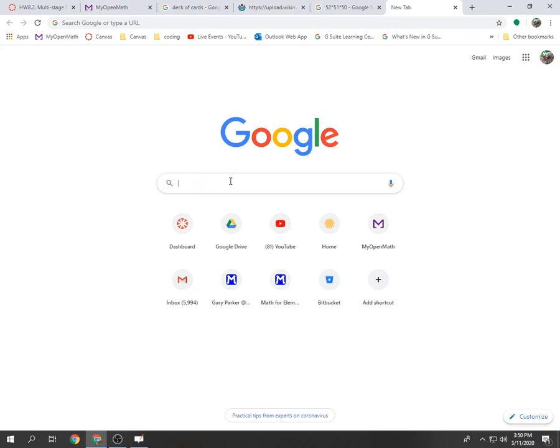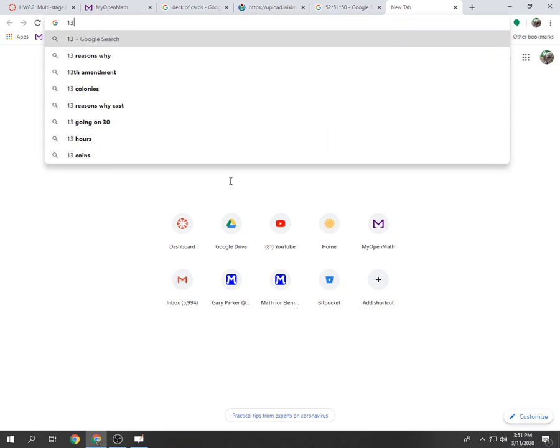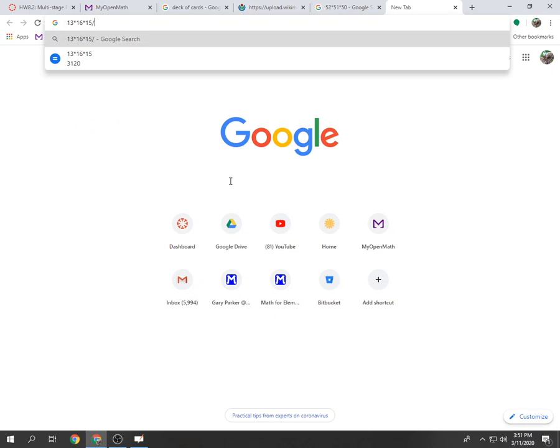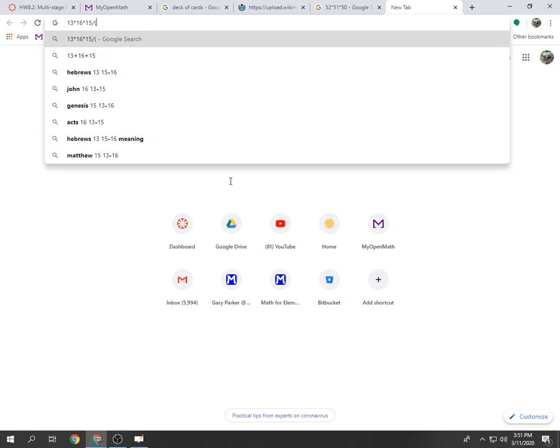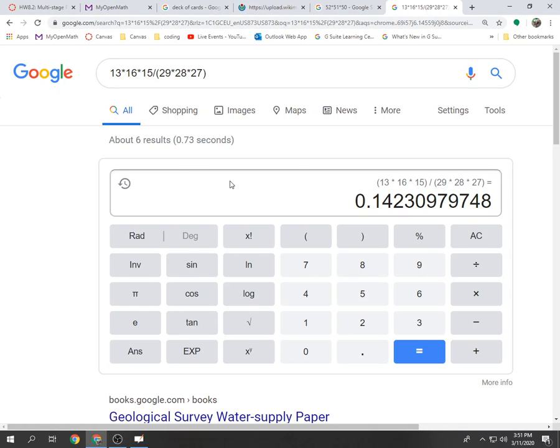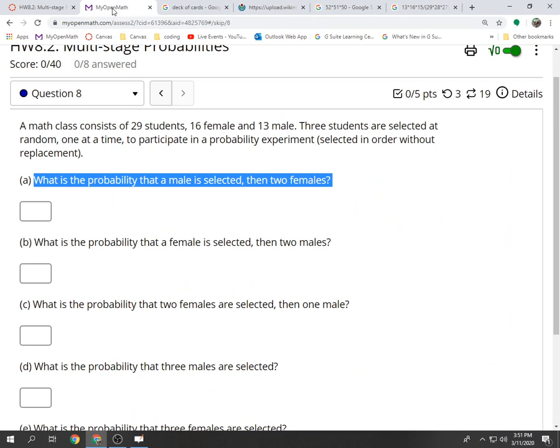So another way to type that would be to say, let's see, what do we start with? 13 males times 16 females times 15 females. But when I divide, I have to have parentheses for the denominator: 29 times 28 times 27, close parentheses, and I get the same 14%. Yeah, so it's about 14.2%.